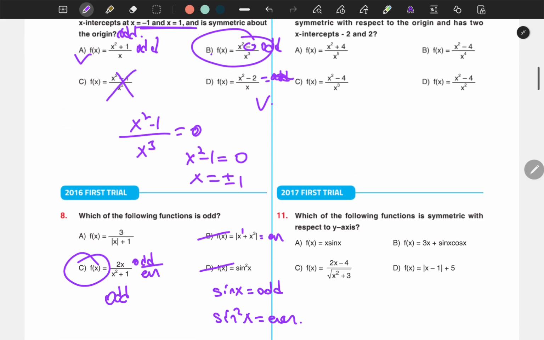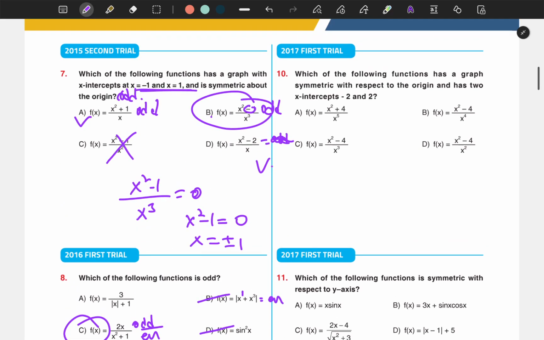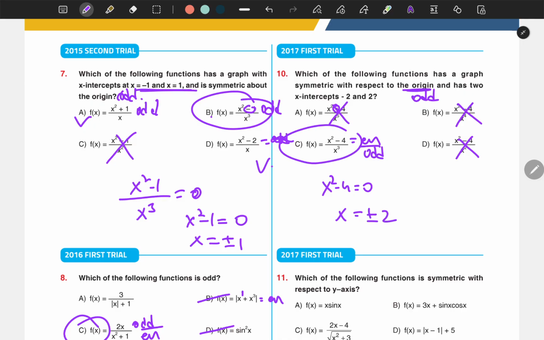Okay, let me scroll down or up. Again, which of the following functions is symmetric with respect to the origin and has 2 x-intercepts? I think this one we solved in the classroom. Origin means odd. Okay, I have to look for the odd one. This is odd, but the sign is positive. Cancel. This is even by even. This is even by even. But when you look here, up is even, down is odd, isn't it? So this is odd. For the intercepts, x squared minus 4 equals 0, so x equals positive or negative 2 when I move to the other side. So C is the correct option.